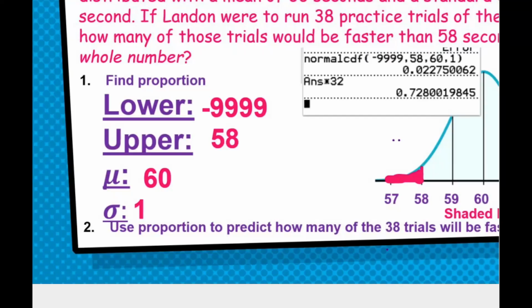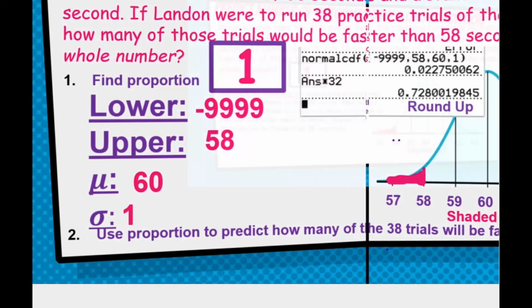So if we take this number and multiply it by his trials, oops, I did it by the wrong thing. My number is going to be wrong. I multiplied it by 32 instead of 38. So whatever that is, if I take that number and multiply it by 38, this number on mine is going to be wrong because I can see that I did 32. But it still should be, that number is not going to be exactly 1, so we would just round up. And so we would say if he ran 38 times, we would expect maybe one of those times he might get faster than 58 seconds. That is kind of what that means.